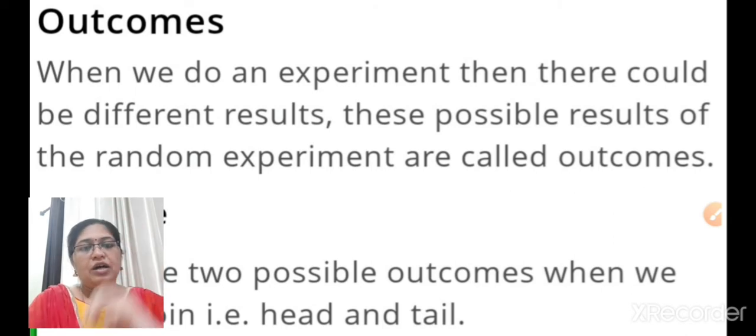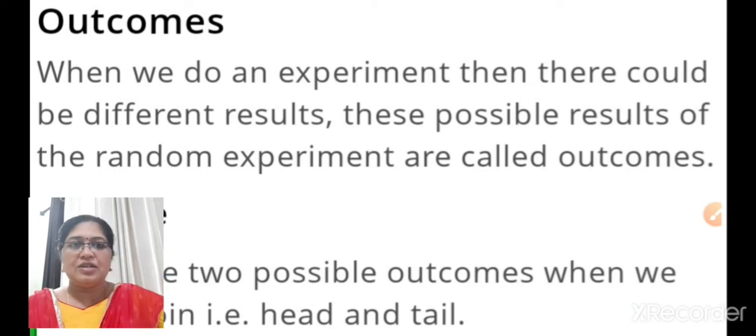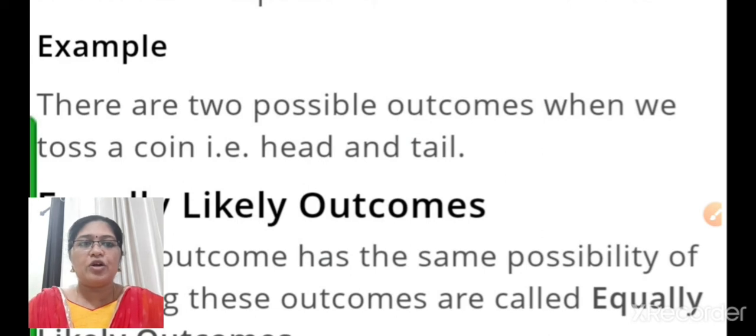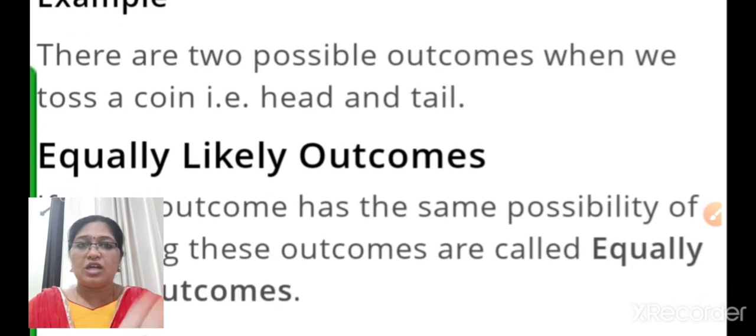If I am throwing a dice, 1, 2, 3, 4, 5, 6 will be there on the dice. So when I throw a dice, what are the results? It can be 1, 2, 3, 4, 5 or 6. These are the outcomes. Let us see an example. There are two possible outcomes when we toss a coin, head and tail. That is the outcome.